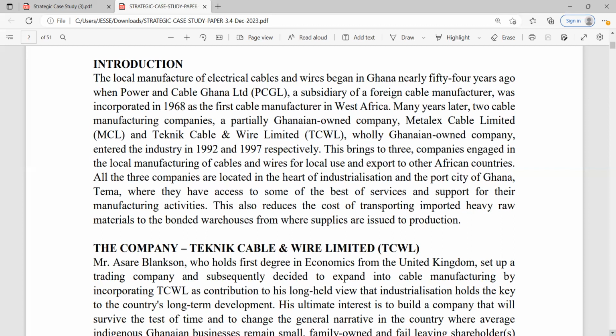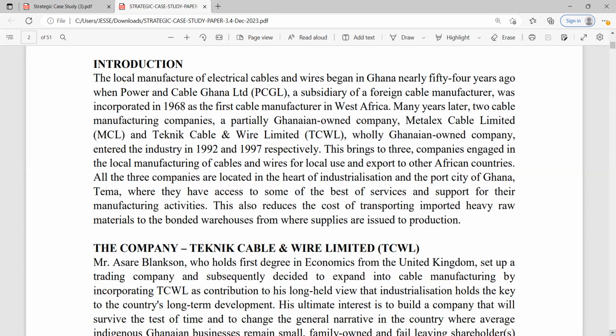Also, be on the lookout for, I'm just giving you some basic models to follow, the 4 Ps, which is product, place, price, and promotion. So in the case of PCG, what's their product? Electrical cables and wires. What's their price? We are not yet told, right? What's the promotional strategy? We are not yet told. We might find out as we go on in the case.